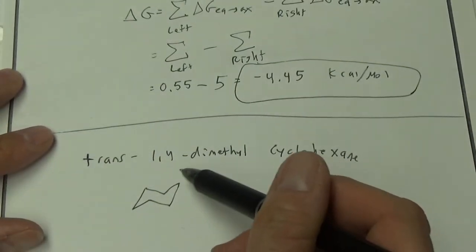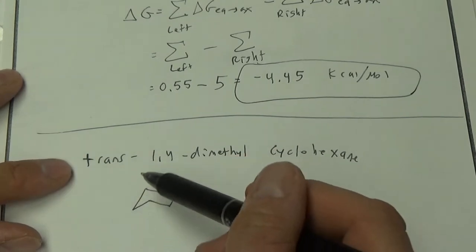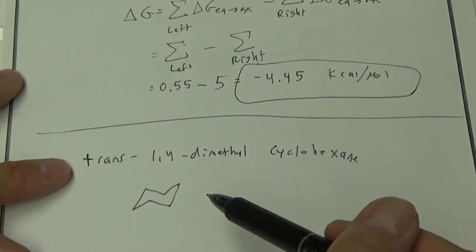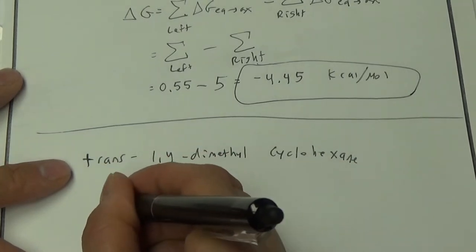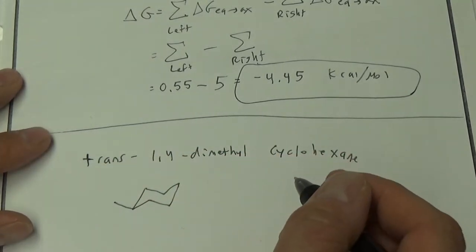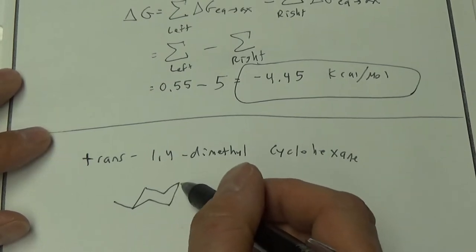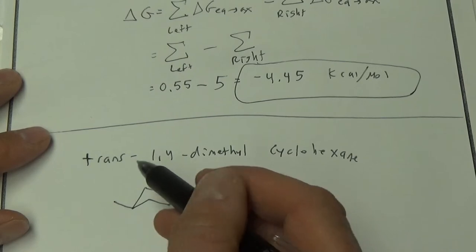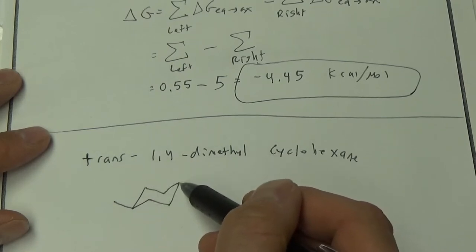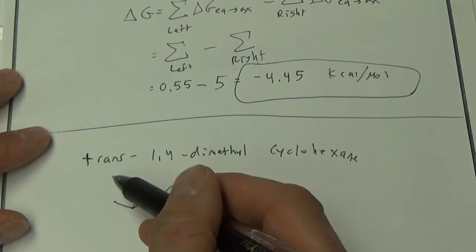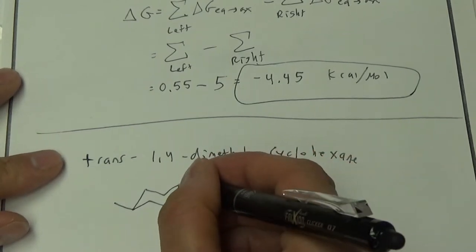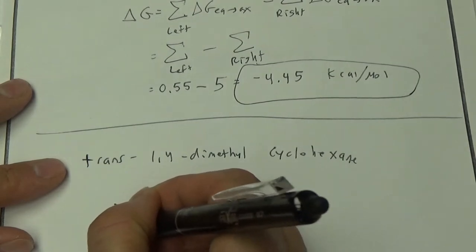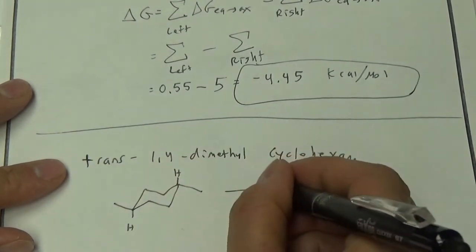So trans-1,4-dimethyl means, the trans means same side or opposite side? It means opposite side, right? So I will arbitrarily draw this methyl equatorial up, and then at the 4 position, the methyl has to be what? Up or down? It's trans, it can't be up, it's got to be down, right? Definition of trans is opposite. So yeah, there we go. Trans-1,4-dimethylcyclohexane. Let's put H's in there to make it fun. Flip it.